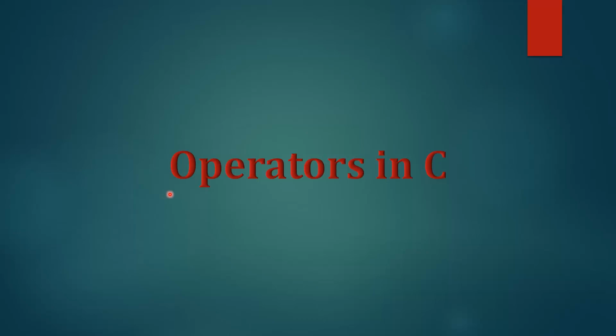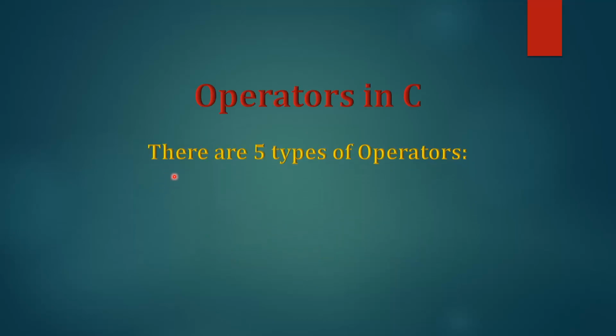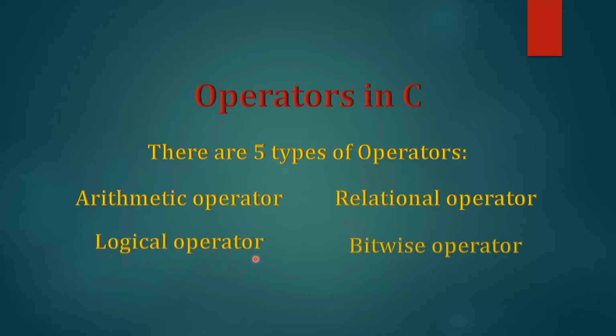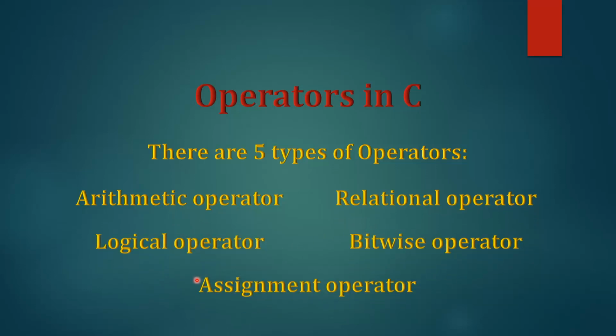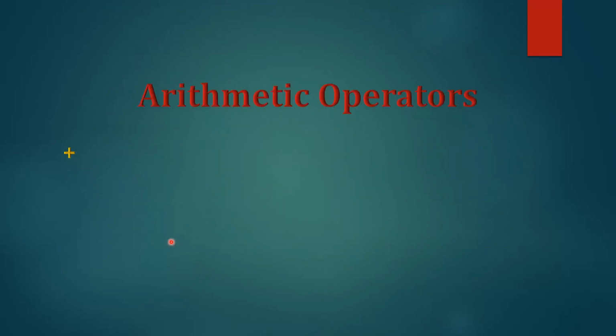In this video, we will talk about operators in C. There are a total of 5 types of operators: arithmetic operator, relational operator, logical operator, bitwise operator, and assignment operator. Let's see them one by one. First of all, arithmetic operators.